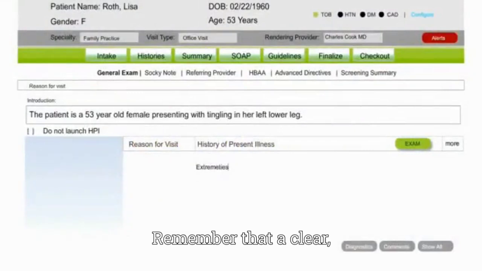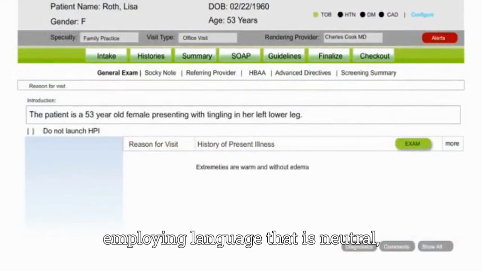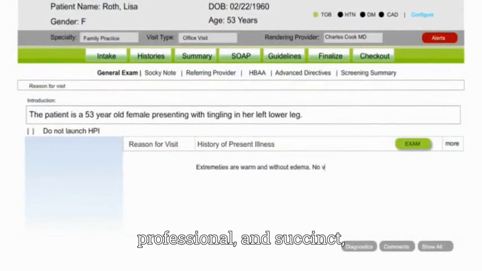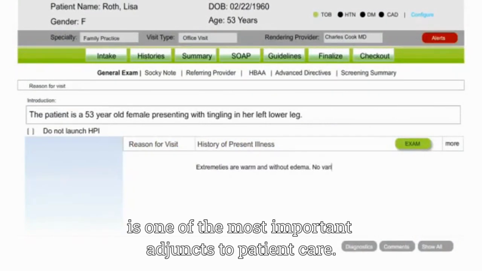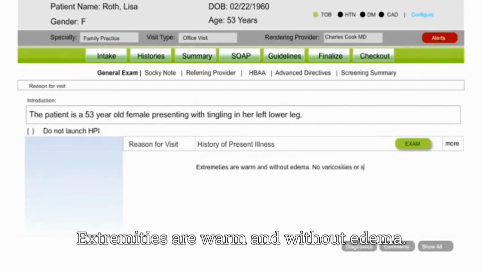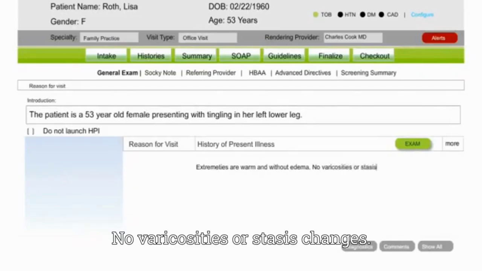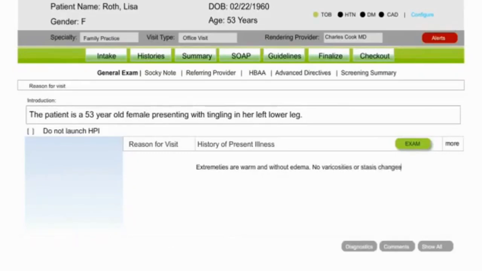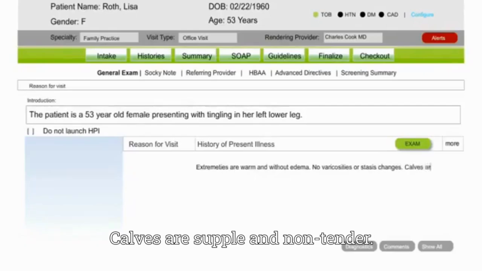Remember that a clear, well-organized clinical record, employing language that is neutral, professional, and succinct, is one of the most important adjuncts to patient care. Extremities are warm and without edema. No varicosities or stasis changes. Calves are supple and non-tender.